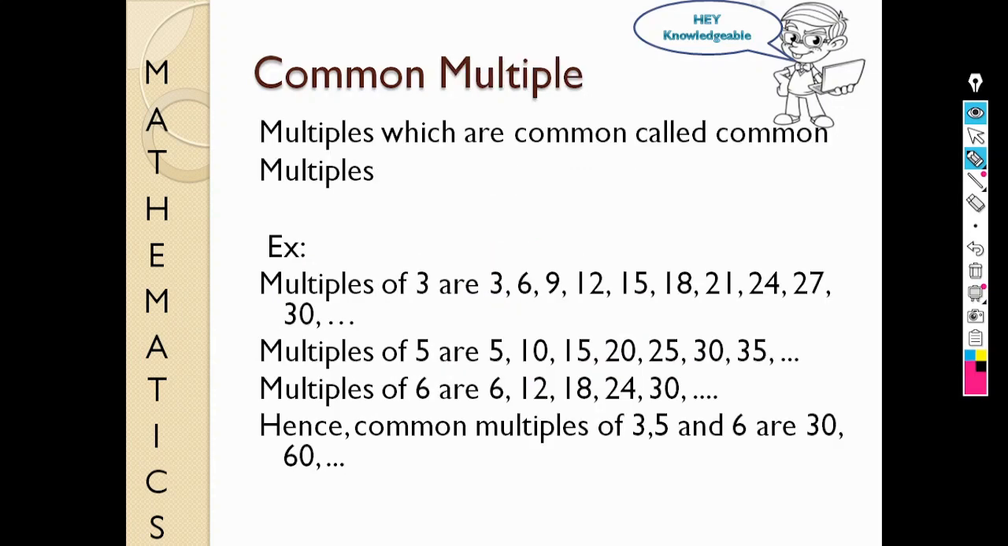Coming to common multiples, let's see what common multiples are. Multiples which are common are called common multiples. For example, if we have to find the common multiples of 3, 5, and 6, let's see what the multiples of 3 are. Multiples of 3 are 3, 6, 9, 12, and so on. In the same way, multiples of 5 are 5, 10, 15, and so on. And multiples of 6 are 6, 12, 18, and so on. When you try to find the common multiples of 3, 5, and 6, you will get something like 30, 60, and some other numbers ahead. All these numbers will be called common multiples of 3, 5, and 6.